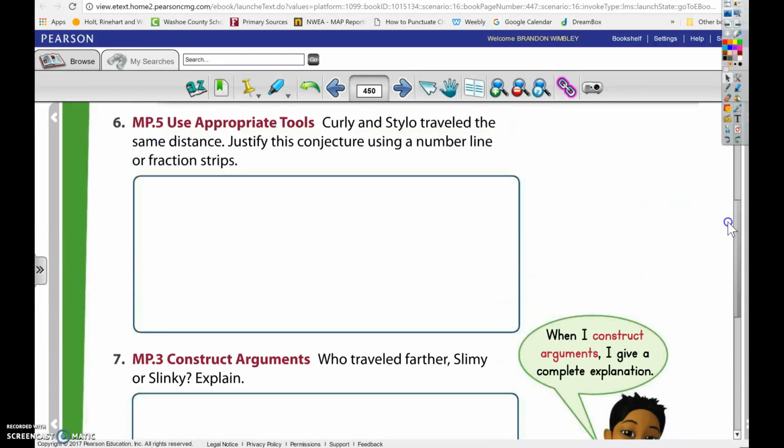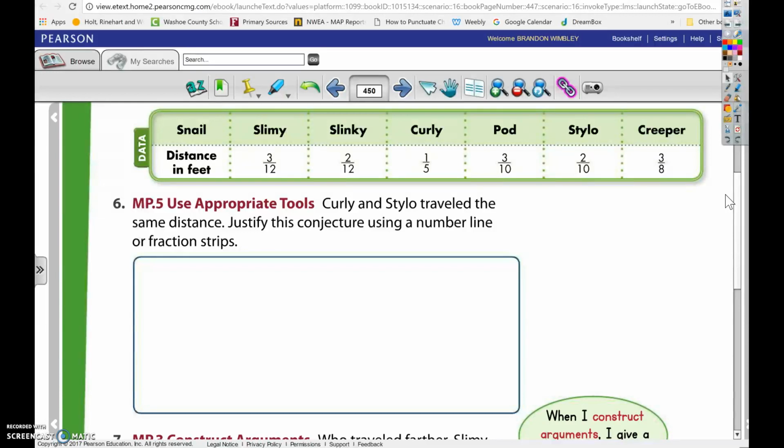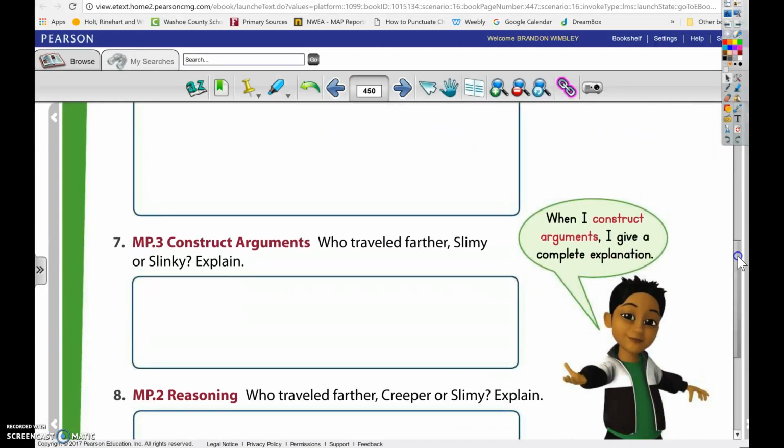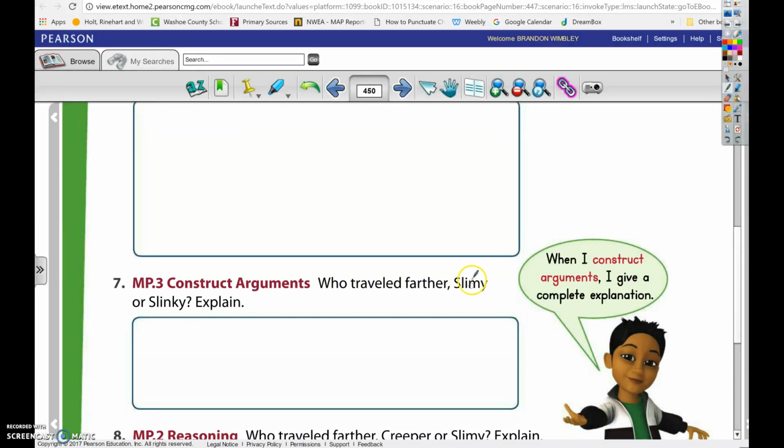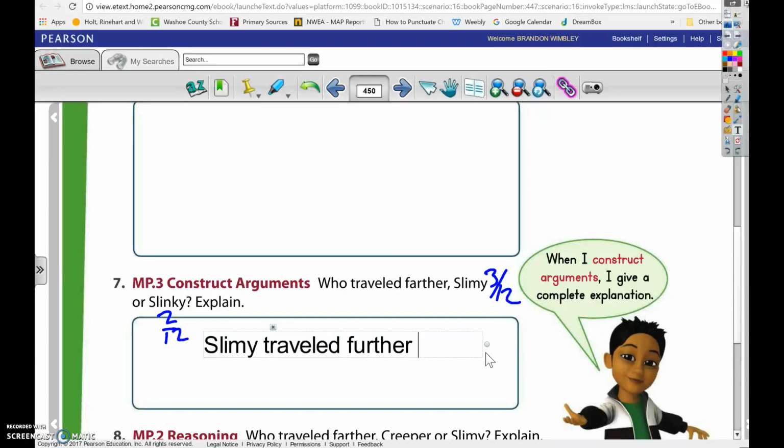Who traveled further, Slimy or Slinky, and explain? So if I look up here, Slinky traveled 2/12, Slimy traveled 3/12. And I forgot which one traveled. Slimy is my 3/12. So before I forget, since I have to scroll up and down, I'm just going to label this 3/12, and this was 2/12. So my answer, I know 3 is further than 2, so my answer for this one is nice and easy. Slimy traveled further, and I just need that because, I'm going to say because 3/12 is farther than 2/12. And that is my complete answer.